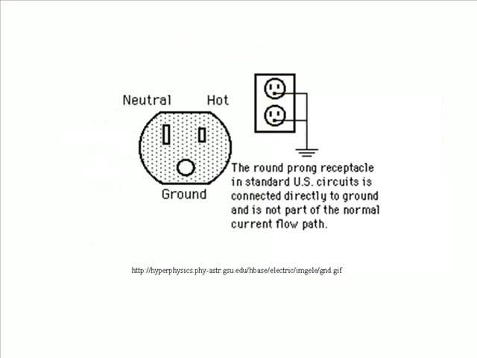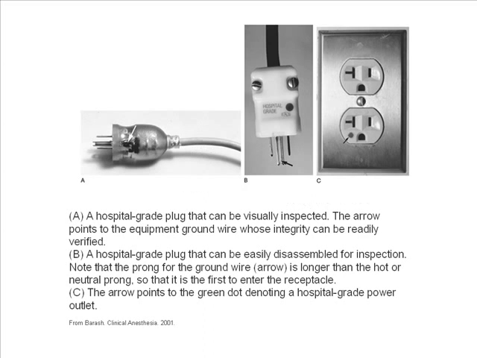In the outlet in your house, there is a round prong receptacle, and it connects directly to the ground and is not part of the normal current flow path, which we'll illustrate in more detail in a moment. So we have a neutral and a hot, and these are sort of rectangular prongs, and then we have the ground, which is a circular prong. And you see this every day when you plug in your stuff.